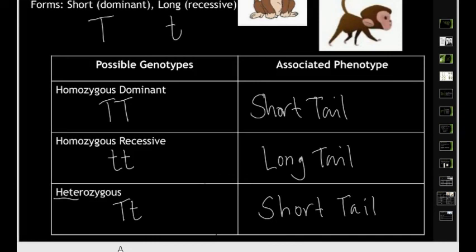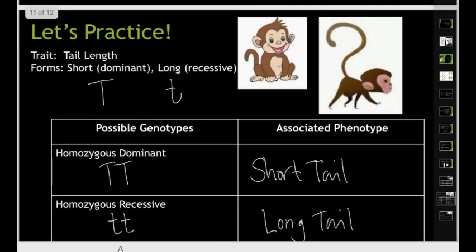If you can keep track of what the vocabulary means, genotypes are the letters, phenotype is what it looks like, that's the first step that you can do. Remember that for your dominant and your recessive trait, we always have the same letter. It's just one is uppercase, one is lowercase. You can choose whatever letter that you want to represent the trait, in this case tail length.